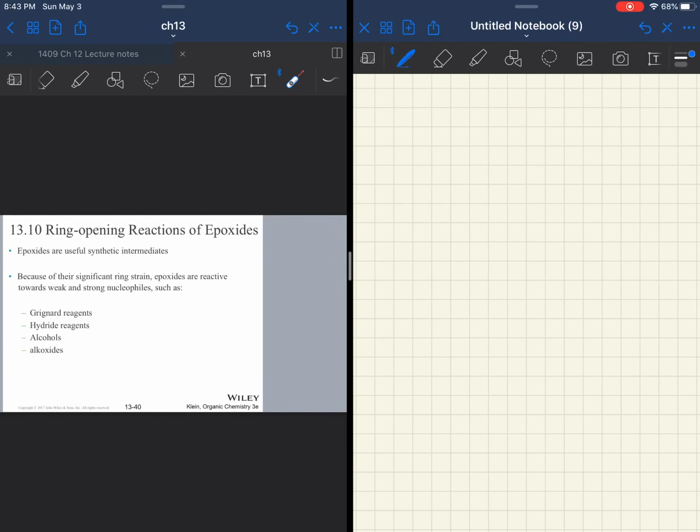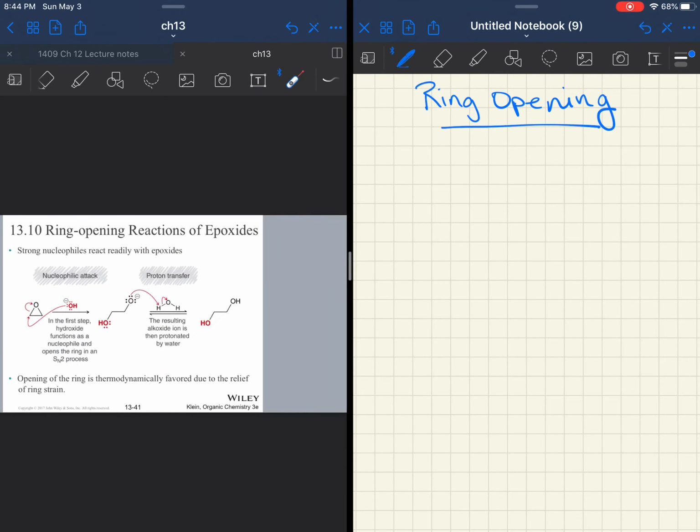Now, the important reactions of epoxides. Ring opening. There's a lot of different reactions that you can use, and we want to pay special attention to the regiochemistry. We can react with hydroxides, alcohols, alkoxides, hydride reagents, and Grignards, and we're going to look at all of those, but it's really just one mechanism. So this is technically basic conditions, right? It's going to be either a very strong nucleophile or a strong base. It will not be acidic.